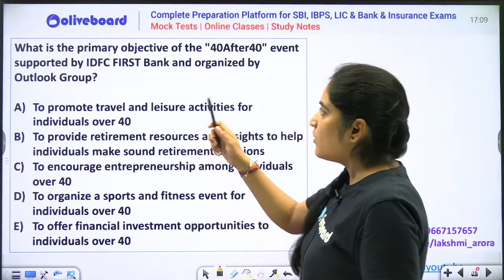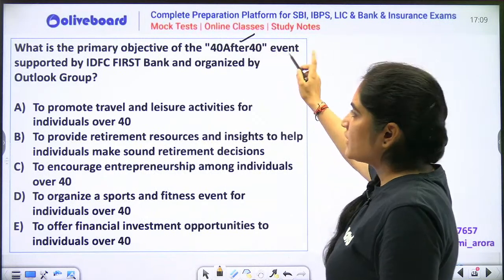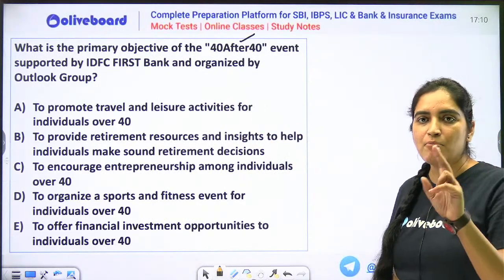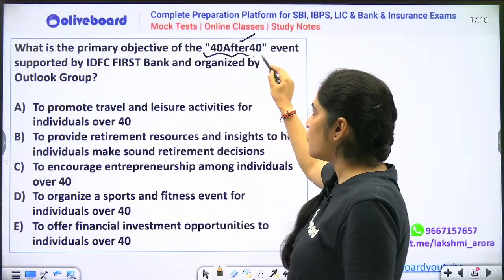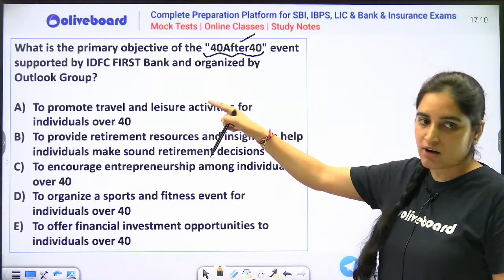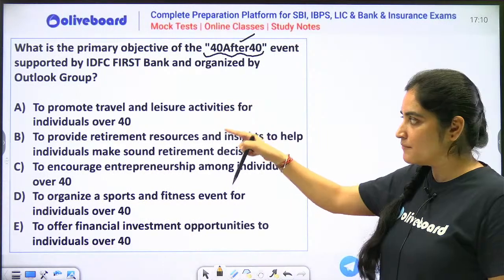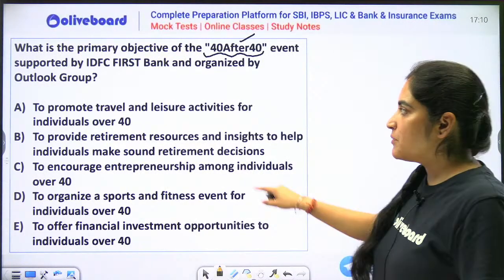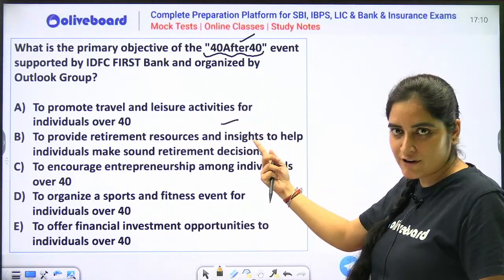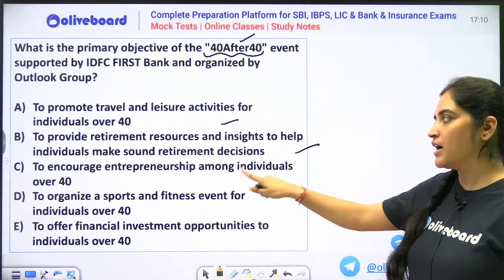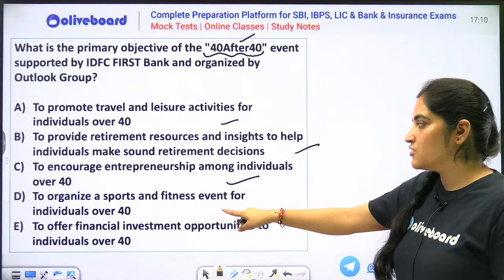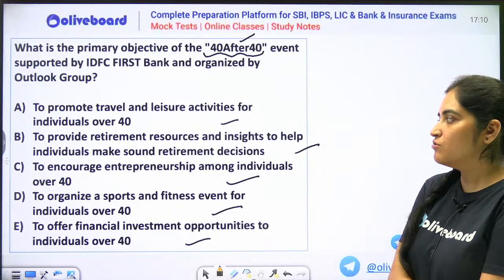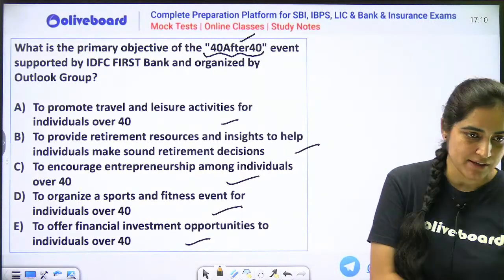Now, what is the primary objective of the 40 after 40 event supported by IDFC First Bank and organized by Outlook Group? An important fact is who has organized this 40 after 40: it is your IDFC plus your Outlook Group. I want to ask you one thing. What could be the objective? What is the correct option? Is it to promote travel and leisure activities for individuals over 40, to provide retirement resources, to encourage entrepreneurship, to organize a sports and fitness event for individuals over 40, or to offer financial investment opportunities to individuals over 40? What could be the answer, please?